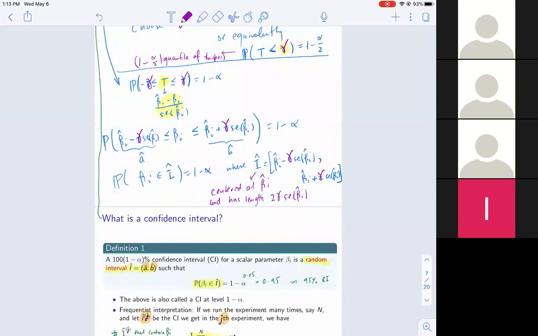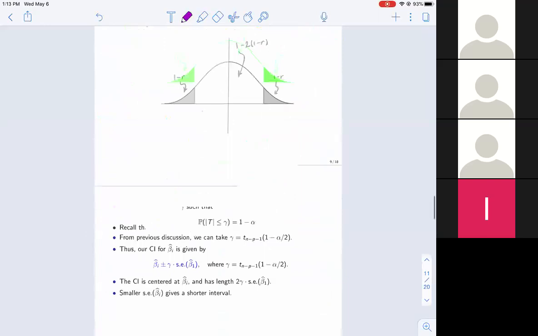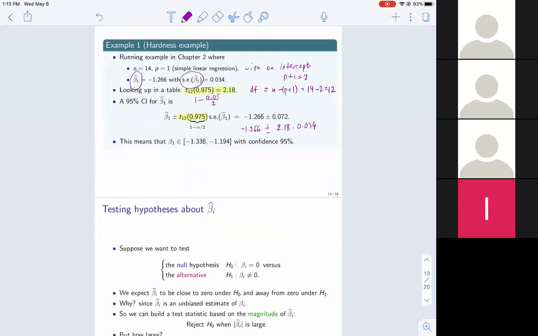So you can see if the standard error of beta hat i is small, then the confidence interval is small, so you have a more accurate estimate, hopefully. And if the standard error of beta hat i is big, then the length of this interval is big, so you have a more uncertain estimate. So you can't say for sure beta hat i is a good estimate. Okay? Any questions?